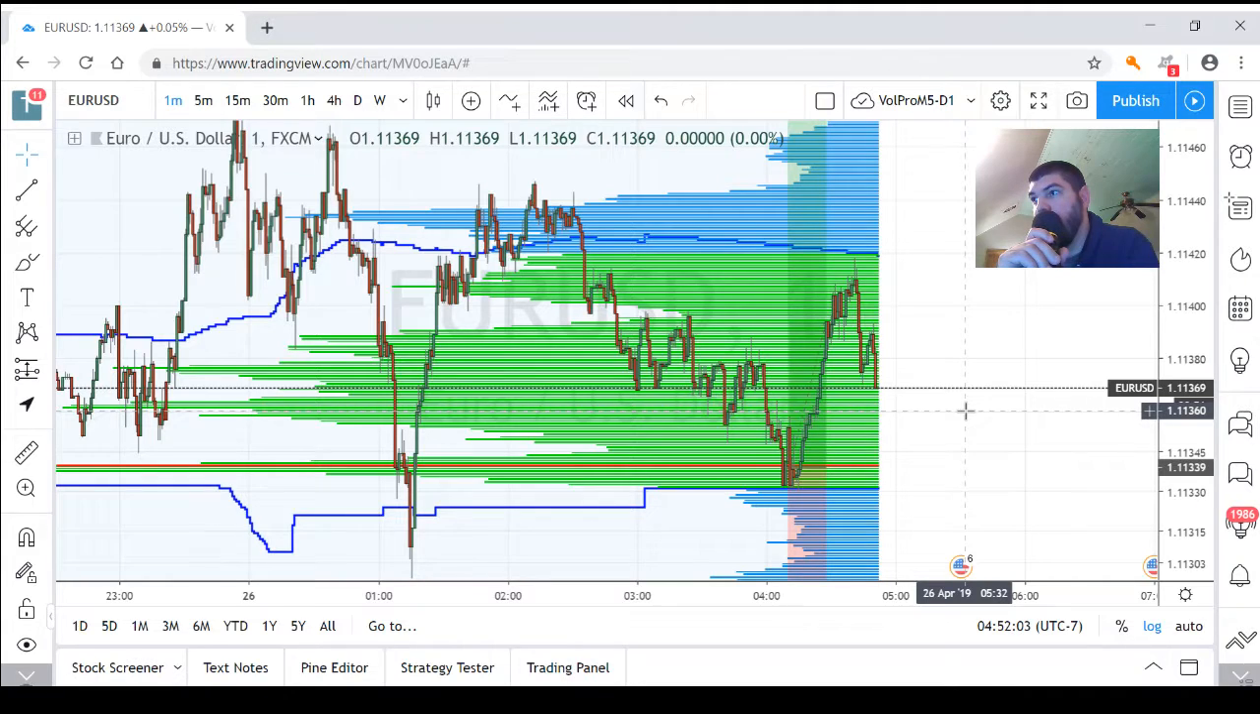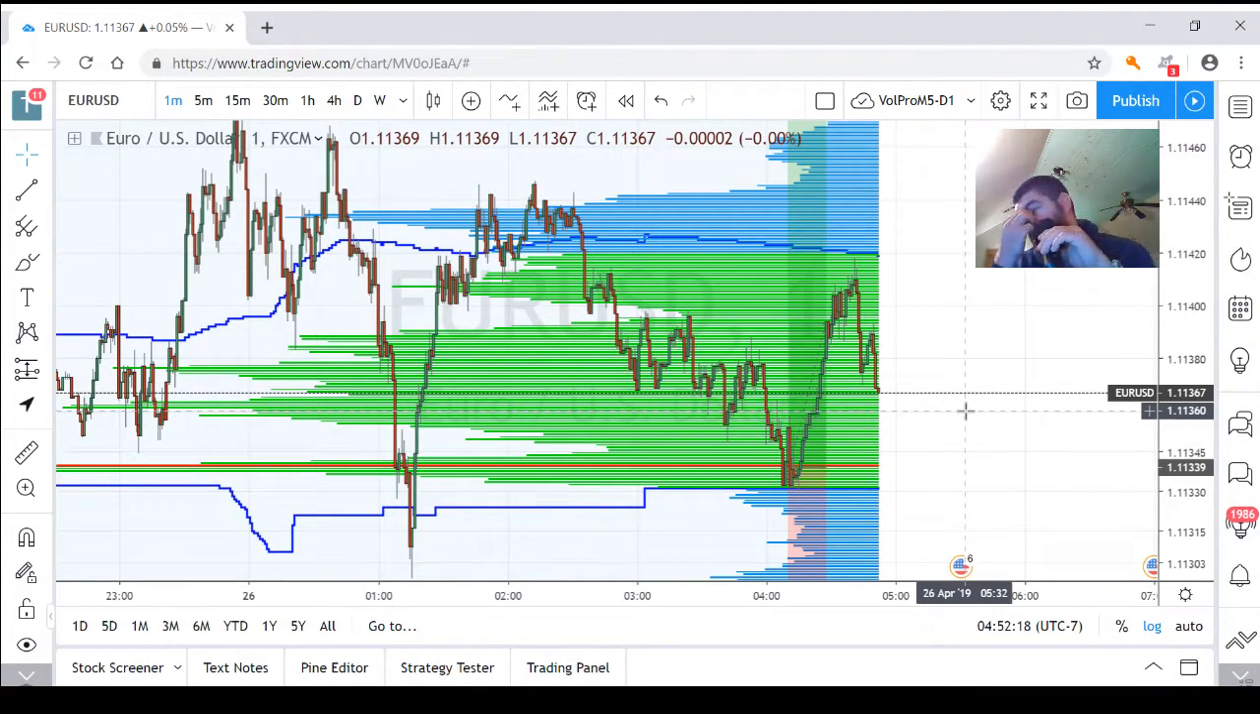So we're inside the range that I want to be in. I'm just kind of waiting for price to shoot up. I think it's going to happen. Now, we got a nice little top there.